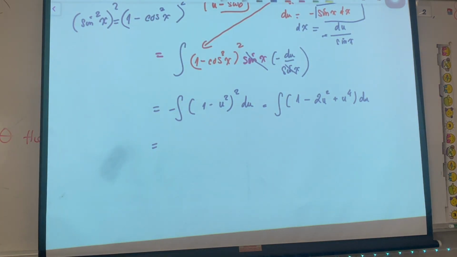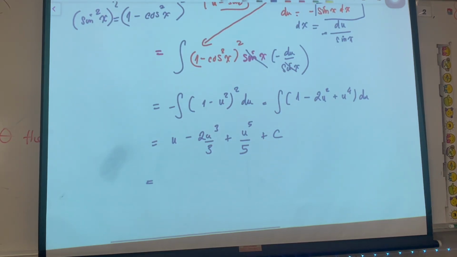Integral of 1 is u. Very good. Integral of 2u squared is 2u cubed over 3, right? And plus u to the 5 over 5. That's 3. It's 3. Plus c. You put 3 on the u. He did it right. This is 5. Okay. And now you need to change back to the x. What is the u? U equal to cosine x. So I need to change everything back to cosine. Okay.